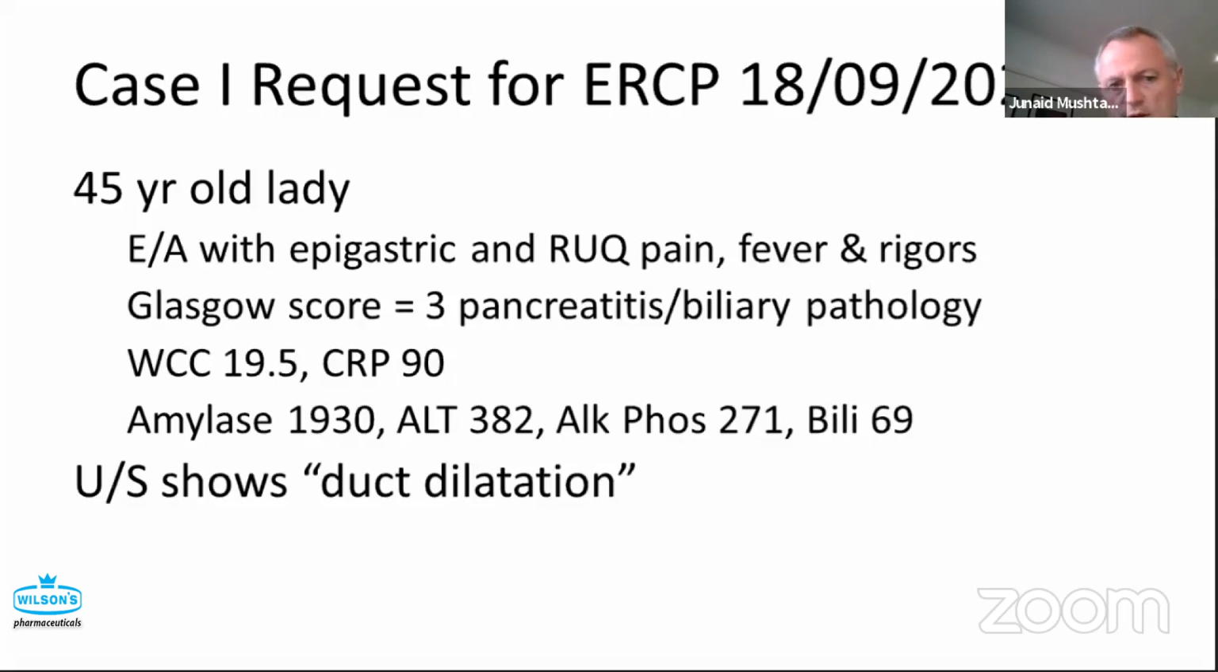Pardon me, and her amylase was elevated above 100. The ALT was elevated above 35 and the alk phos elevated above 100, and the bilirubin elevated above 19. So jaundiced, acute pancreatitis, and the ultrasound shows, in inverted commas, duct dilatation.